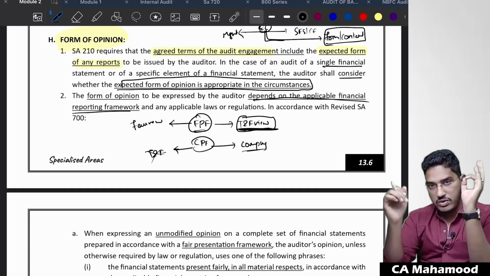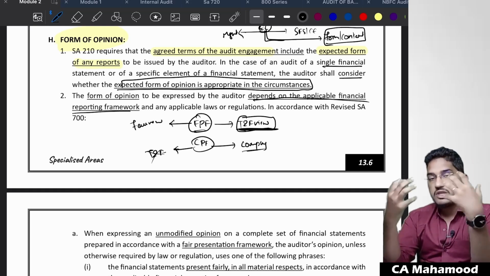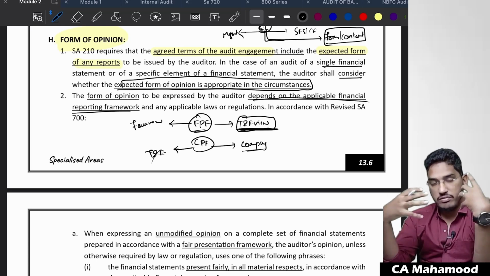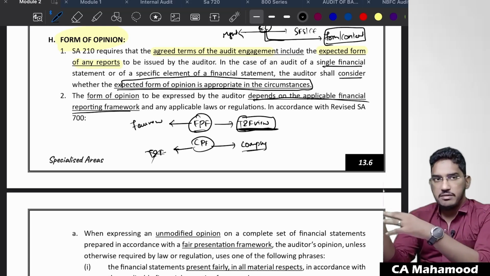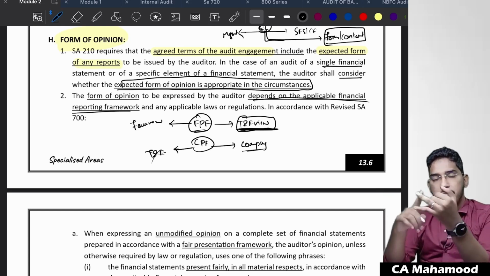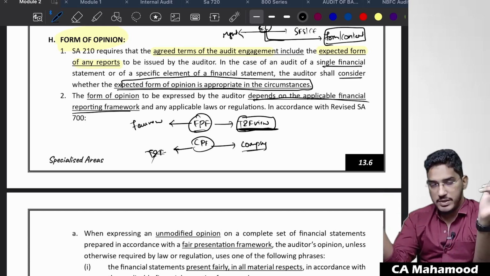In case you are conducting an audit under the fair presentation framework, and you are satisfied that the financial statements are giving a true and fair view, and you want to give an unmodified opinion, you will say in your opinion paragraph, the financial statements give a true and fair view, or they present fairly in all material respects.